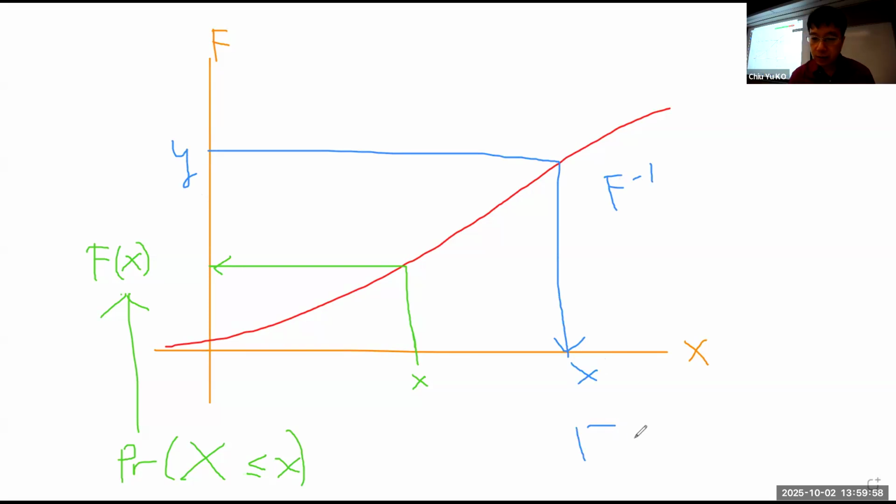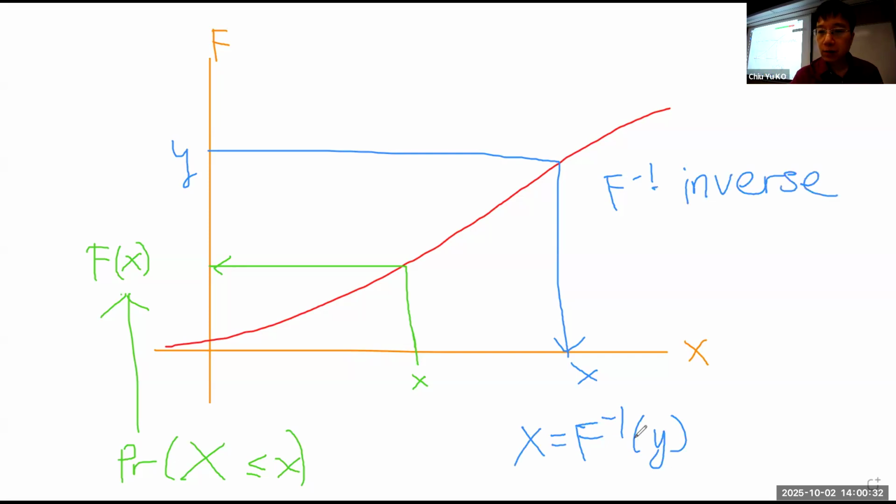Let me see if I can use the pen. This looks better. F inverse of y. Okay, you go from the y to x. You give the probability, and then you go back to the horizontal axis, from vertical to horizontal. That's the inverse function. We will use this very often, the inverse function. But don't worry, we'll be using this all the time. So you must be able to see this.